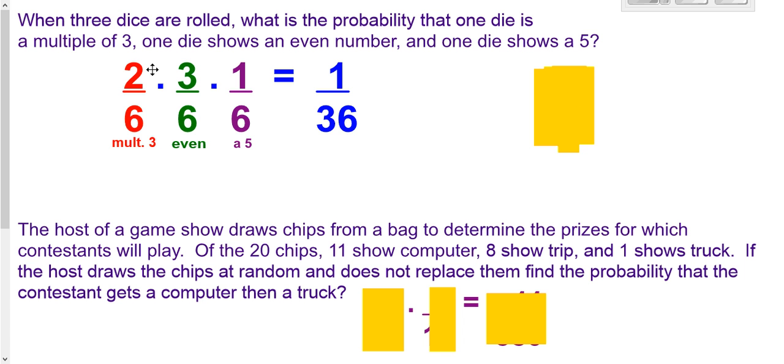By the way, this one's easy to do in your head because 2 times 3 drops out the red 6, leaves you with a 6 times 6 in the bottom, giving you 1 out of 36.